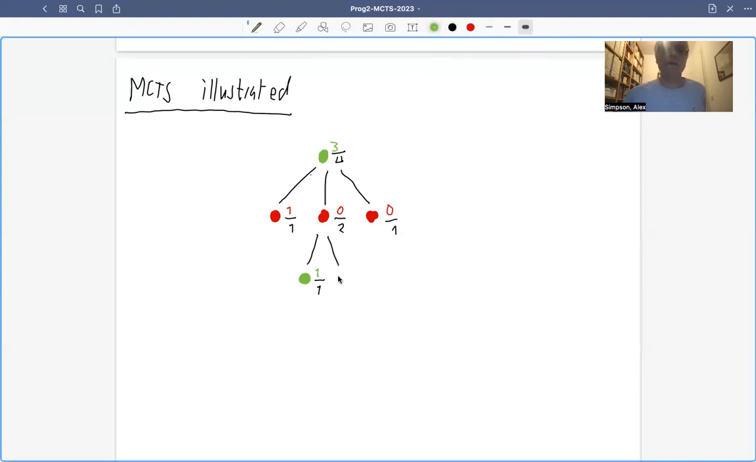And play another game. And let's suppose that red won this one, and so now green's won 0 out of 1 here. So that's supposed to be green.